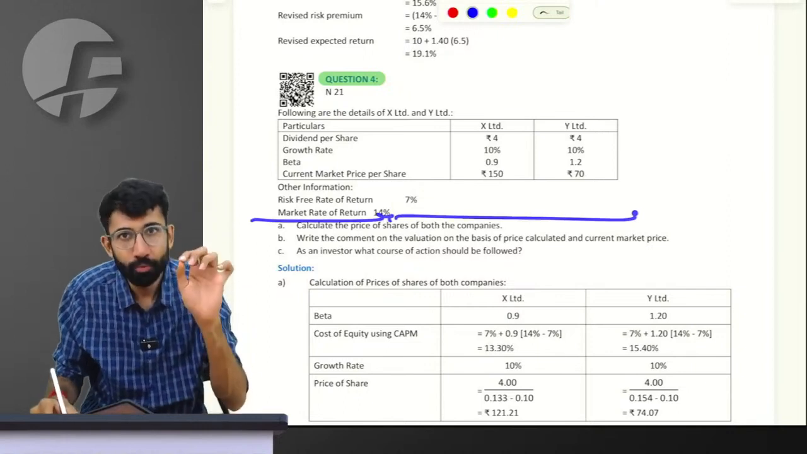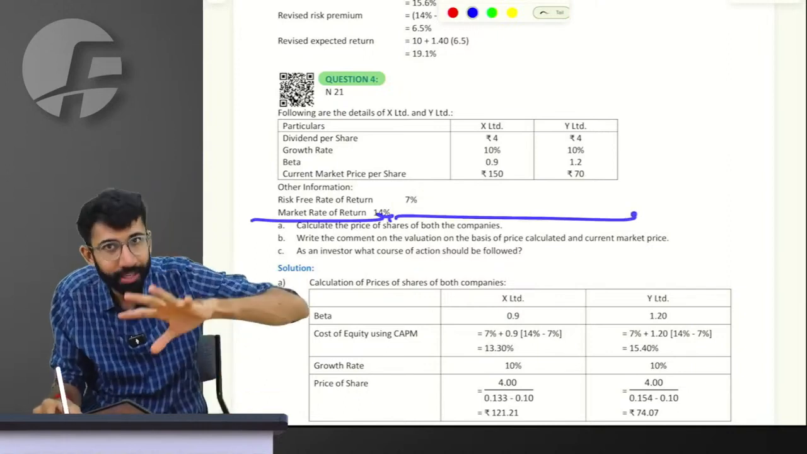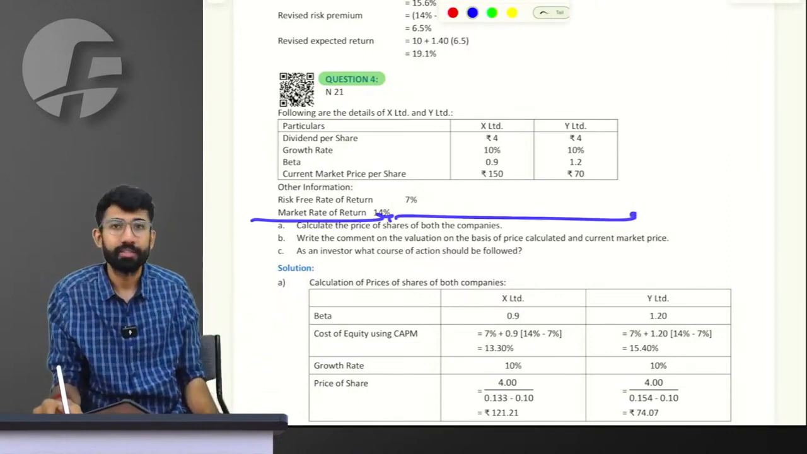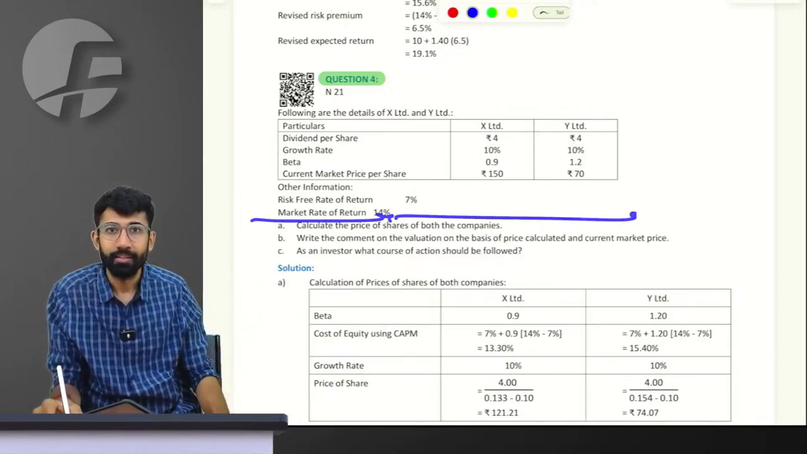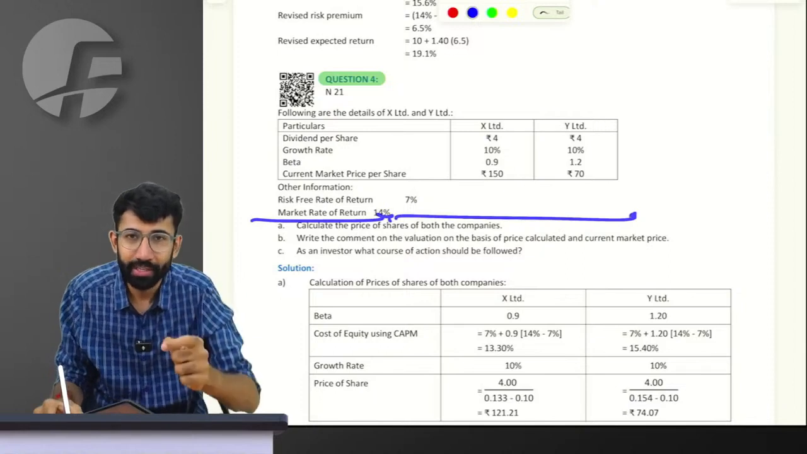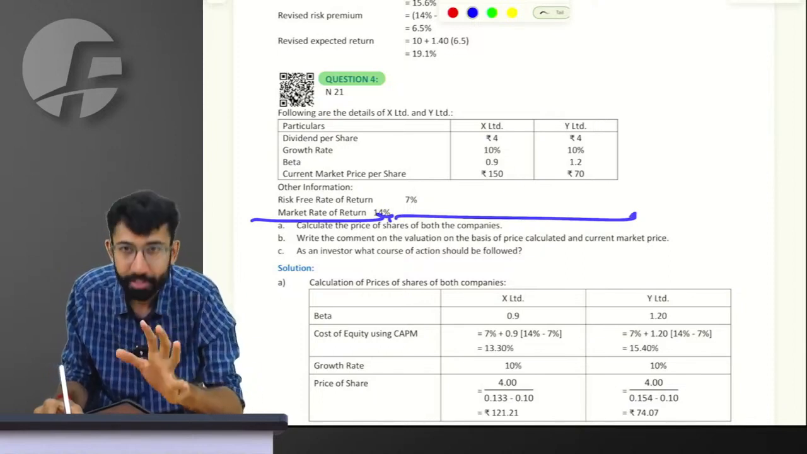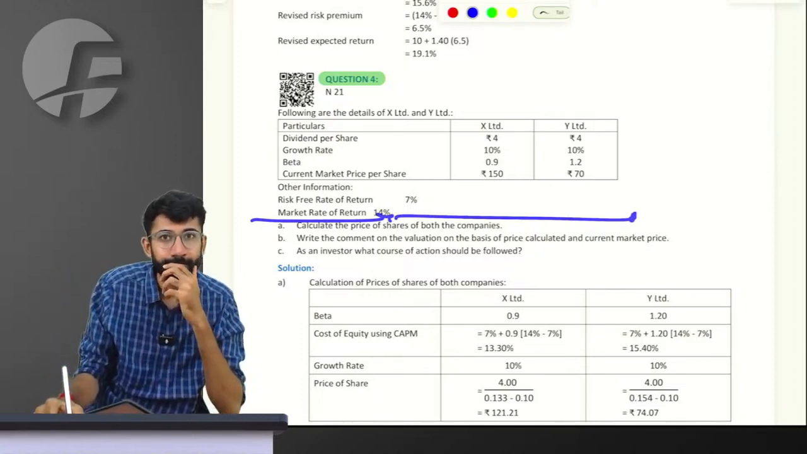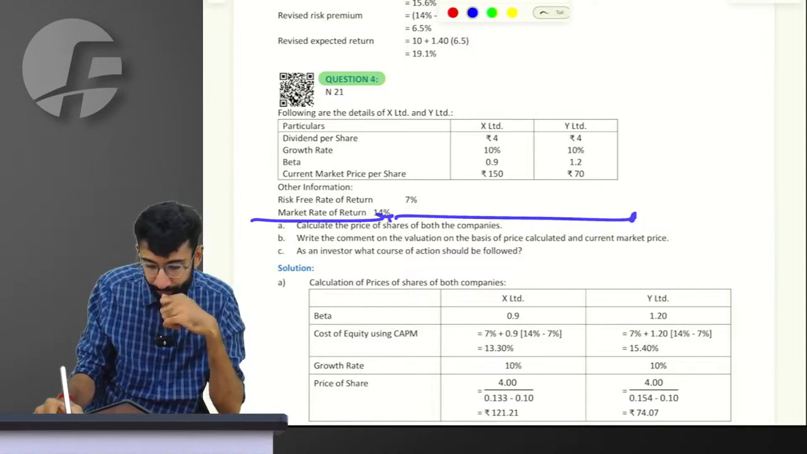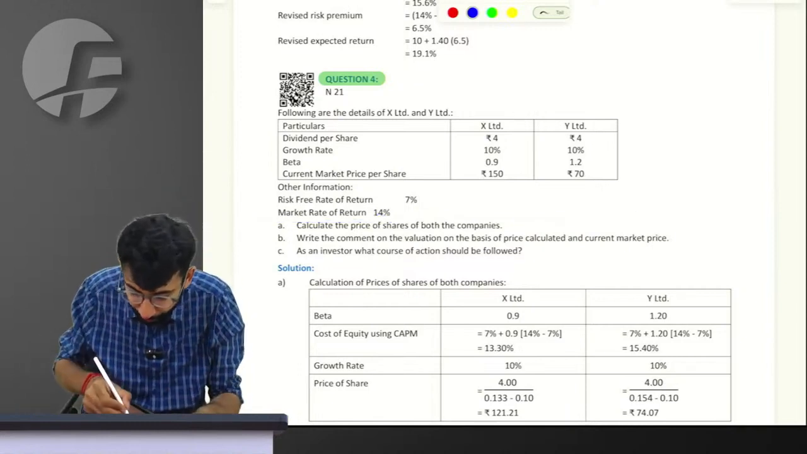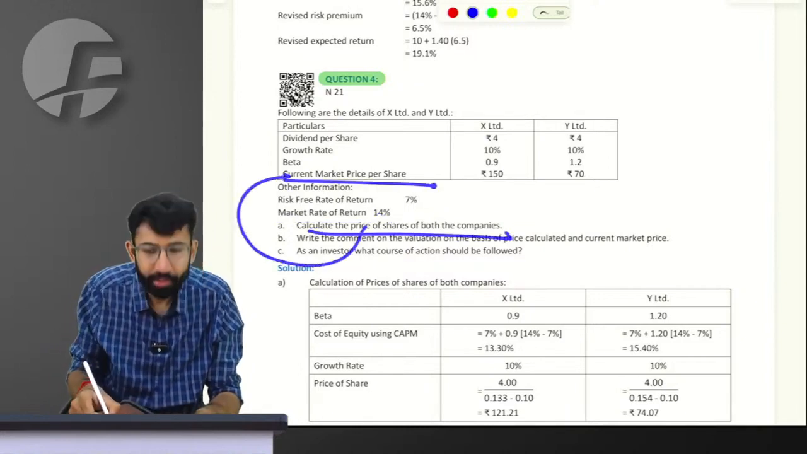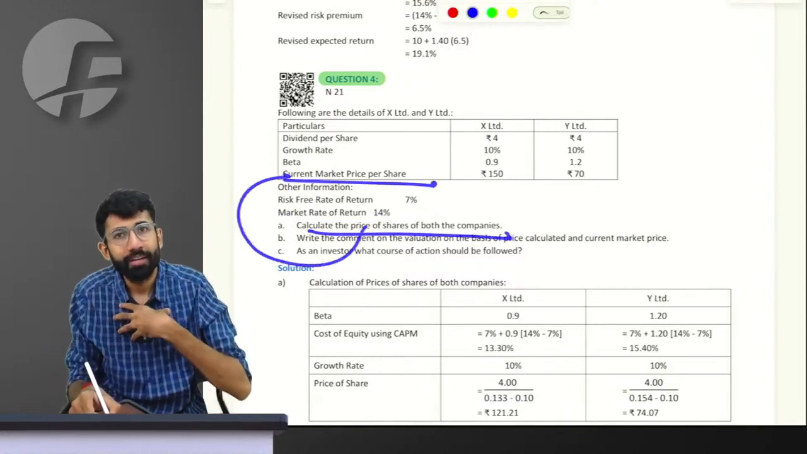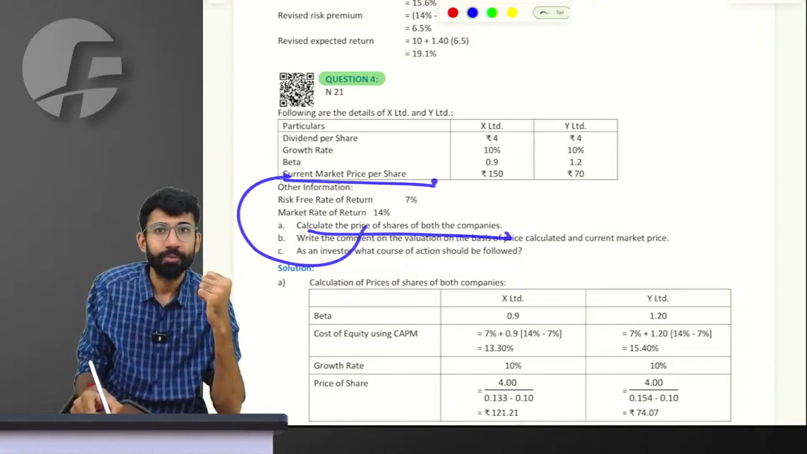I want you to take 30 seconds to quickly reread what is there in this question. Everyone done? I want you all to reread in 30 seconds to understand what all information is given. Calculate the price per share of both the companies. Sir, price is already given. So obviously what you calculate is the intrinsic value.